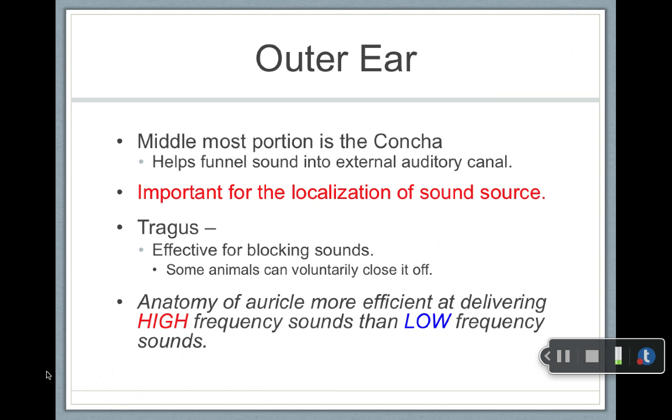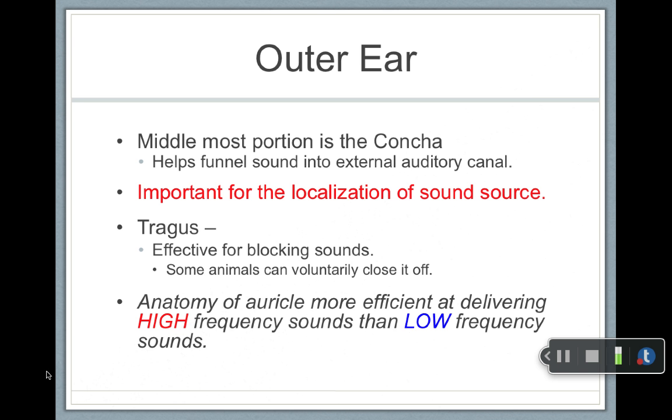Now, the shape of the auricle and in fact the shape of the ear canal are more efficient at delivering high frequency sounds than low frequency sounds. And why might that be? Why is it important that we hear high frequency sounds over low frequency sounds? Well, high frequency sounds have those important speech sounds to them. Low frequency sounds tend to be noise, and noise isn't important for our hearing. In fact, noise can mask our ability to hear.